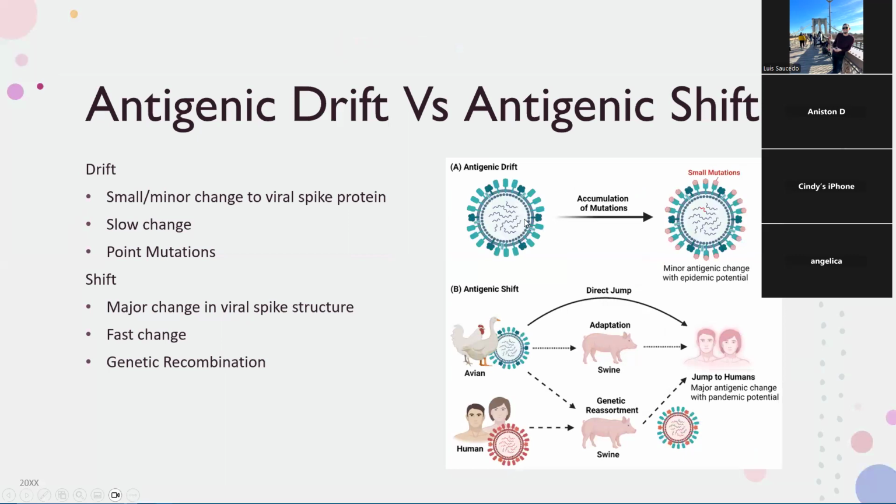Again, drift versus shift. Being able to compare and contrast the two. Again, it's not going to be many questions on this, maybe like one. Just understanding that drift is a small change caused by point mutations, and then a shift is typically created by a major change in the viral spike structure, and it's due to genetic recombination, like shown here.